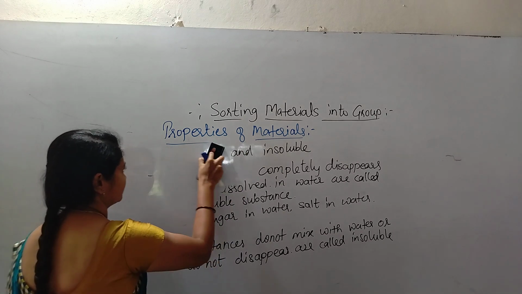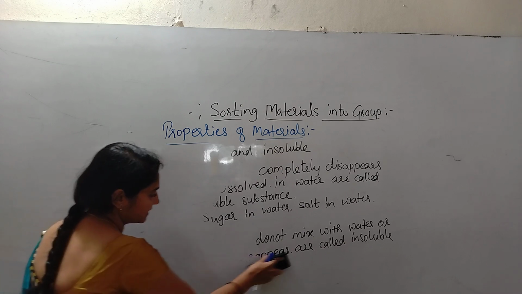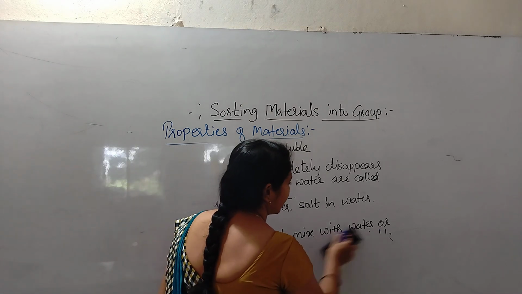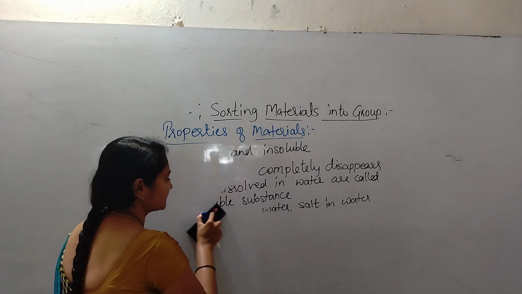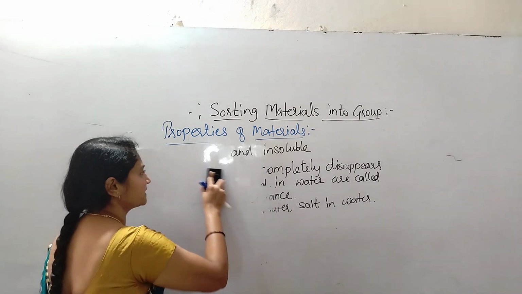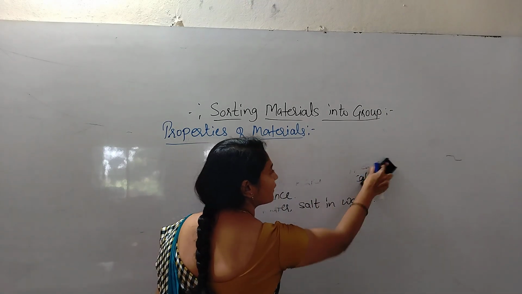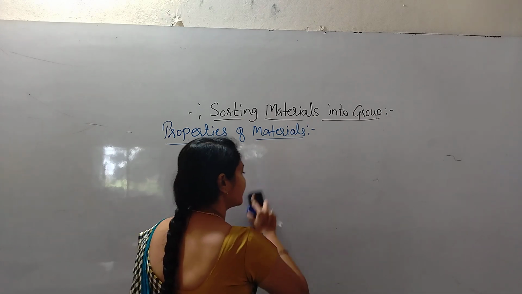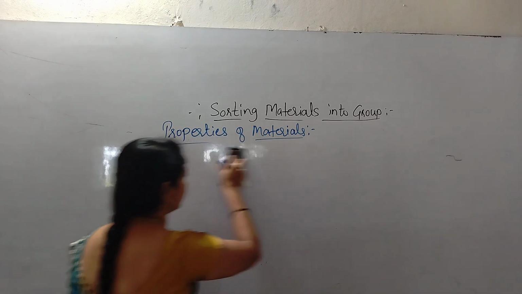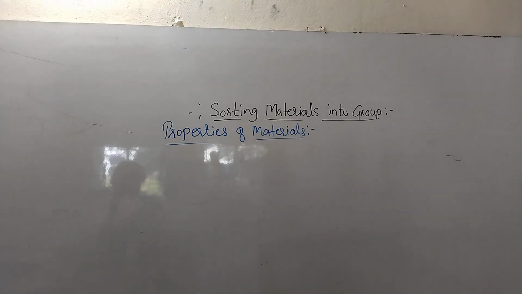Next is floating and sinking. I told you, heavy objects sink, and light objects, whose density is less, float. How are we going to calculate density? It is mass per volume. On that basis, we are going to classify the objects. Then are there any other properties? Only these many? No. Still some more properties are there.